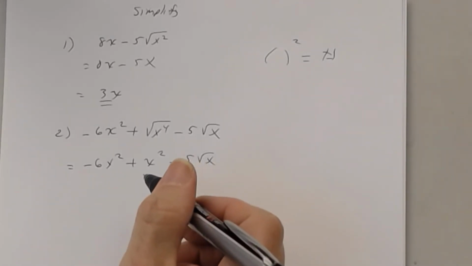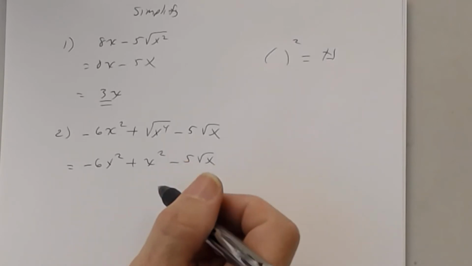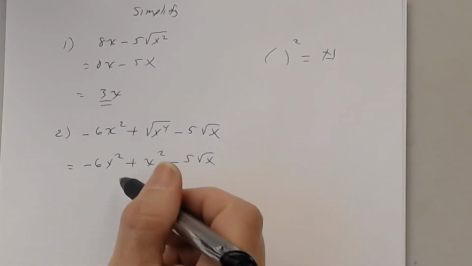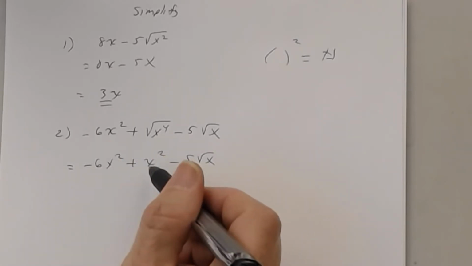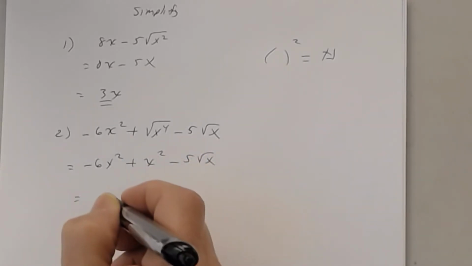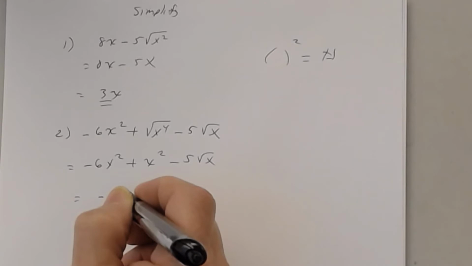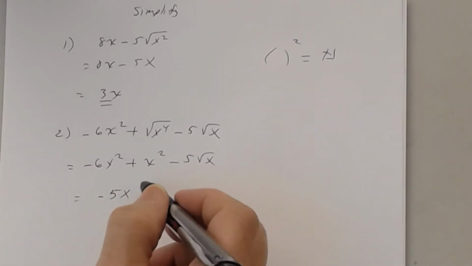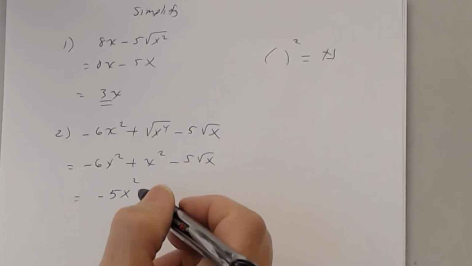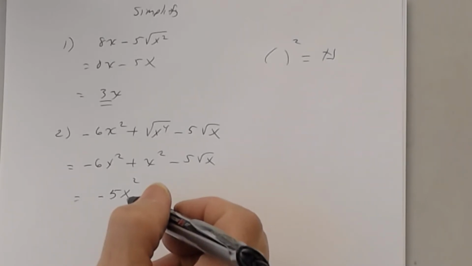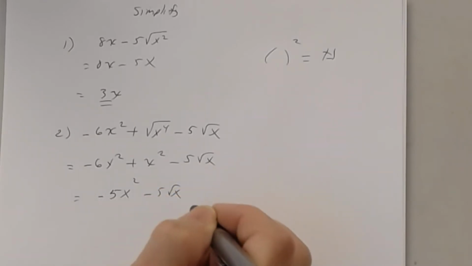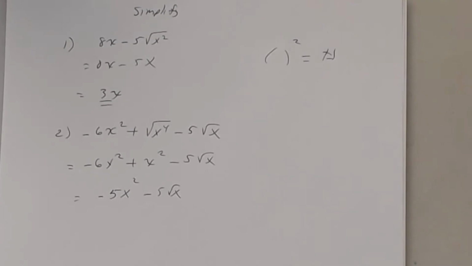Can I combine any of them? Which ones? The first 2. So it's a negative 6x squared plus x squared. No. Negative 5x squared, right? Negative 5x squared. All right, and then minus 5 square root of x. Okay. All right.